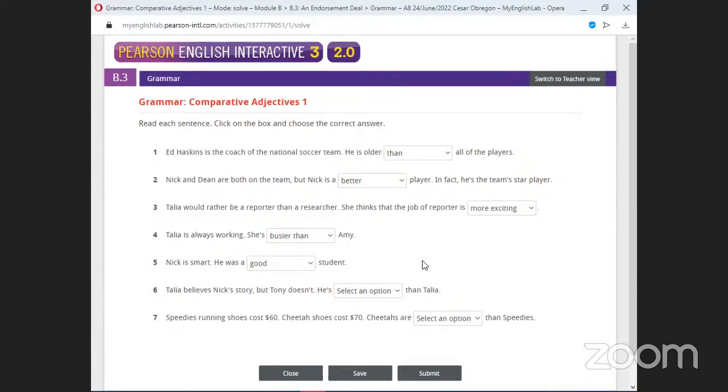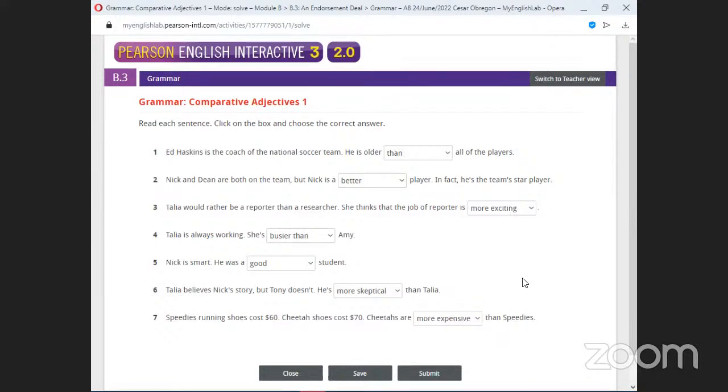Okay. Talia believes Nick's story, but Tony doesn't. He is more skeptical than Talia. Skeptical? Yes. More skeptical than Talia. Spirit running shoes cost $60. Cheetah shoes cost $70. Cheetahs are more expensive than Spirits.